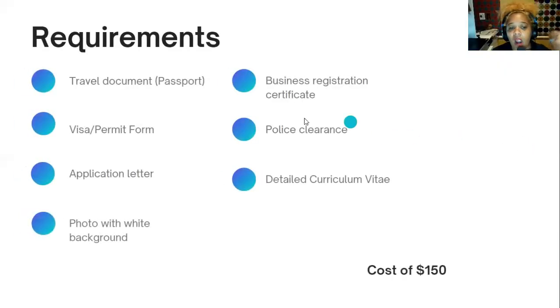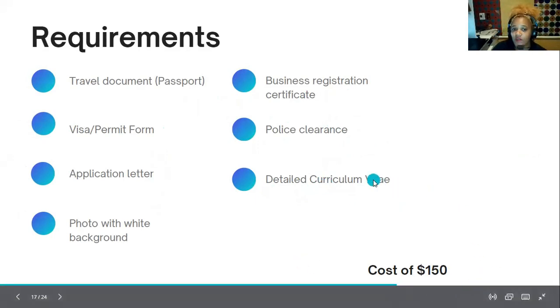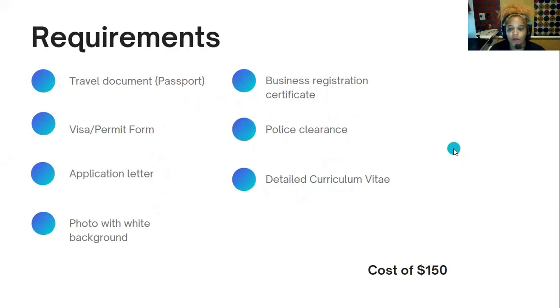Okay. Requirements are your passport, visa permit form, application letter, photo with white background, business registration certificate, or if you're going for your investor certificate, your police clearance. I didn't put it here, but that's from the 6 months from your previous location of residency, and a detailed curriculum vitae, which is also your resume. Cost of that is $150 per application process.